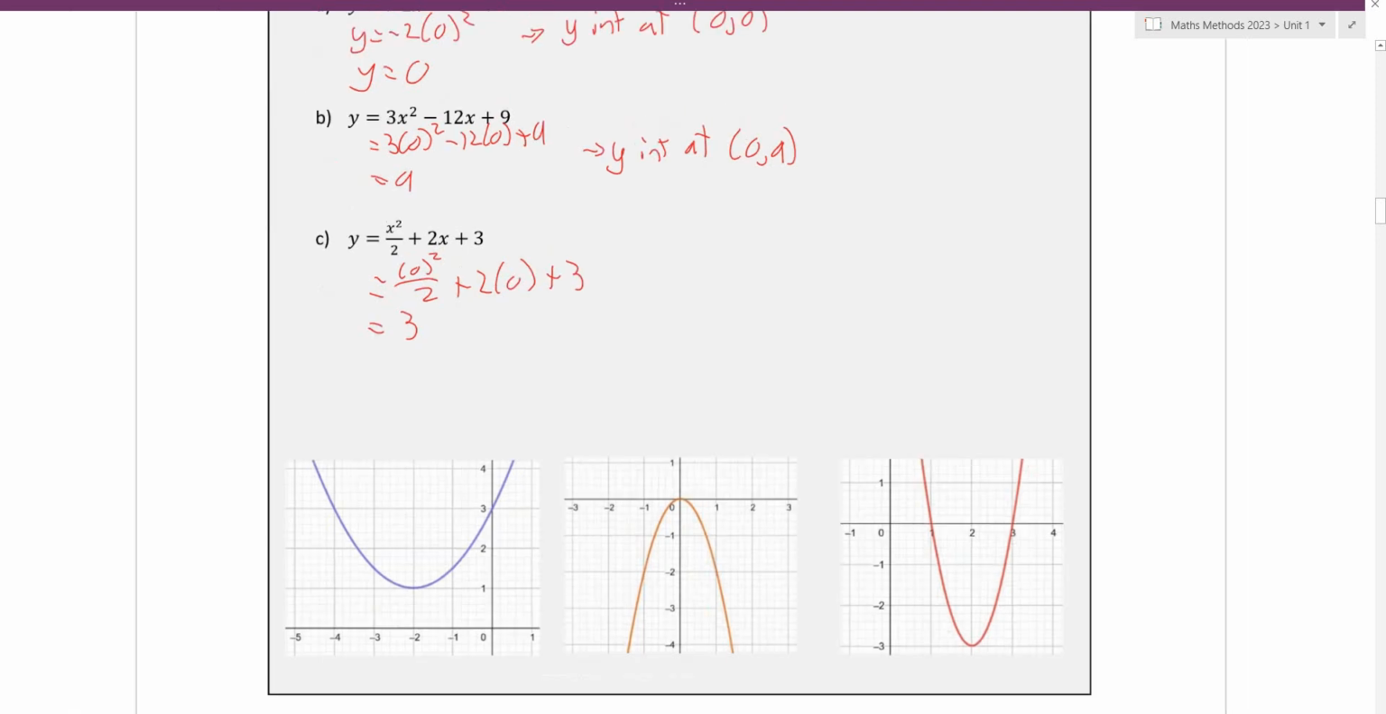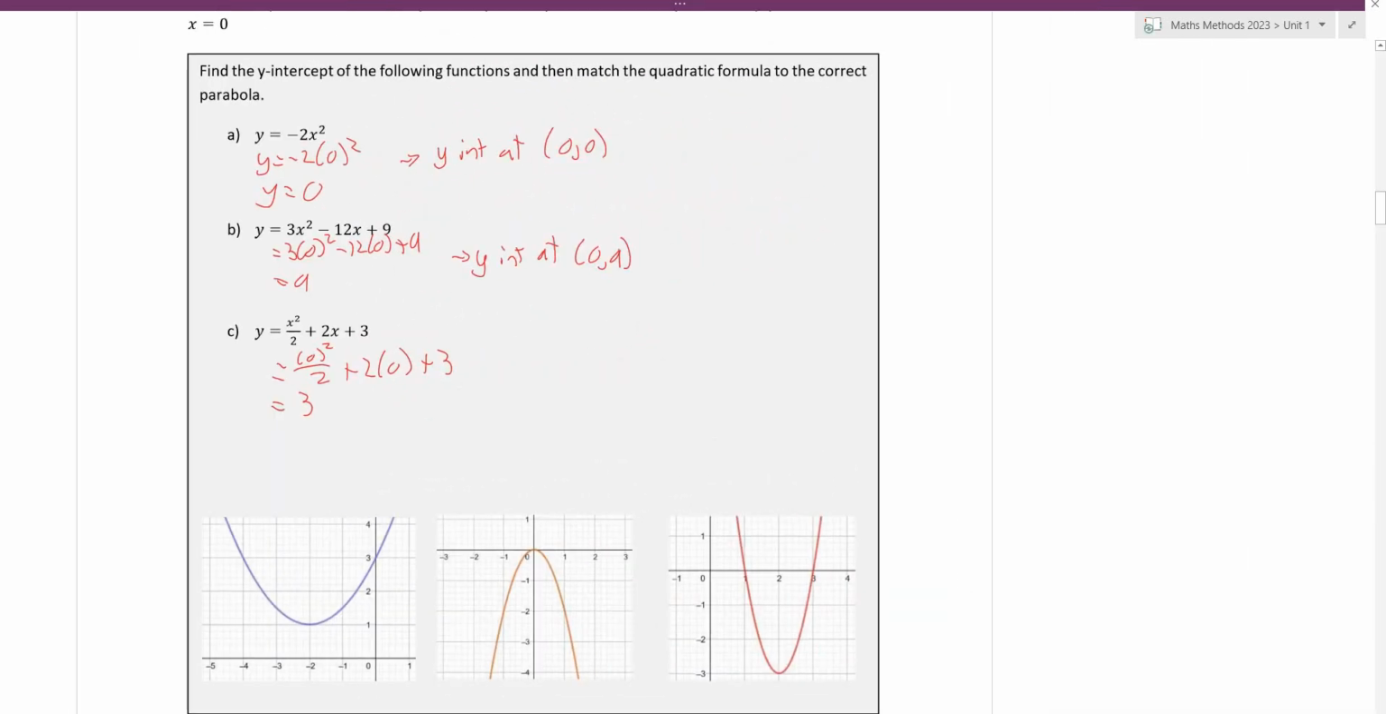So, if we look at our 3 graphs down the bottom, guys, the blue one on the left, which one do you reckon it matches, A, B, or C? C, because it's the one that has a y-intercept of 3. The second one, which one does it match? A, y-intercept of 0. And that leaves B, y-intercept of 9 for the third one. So, yeah. That's about as simple as it gets, guys.